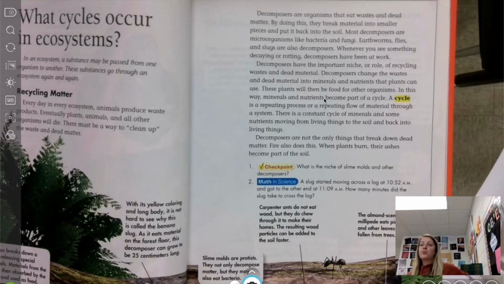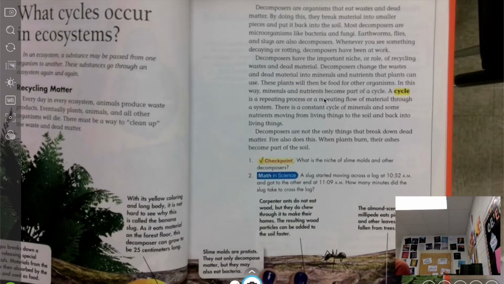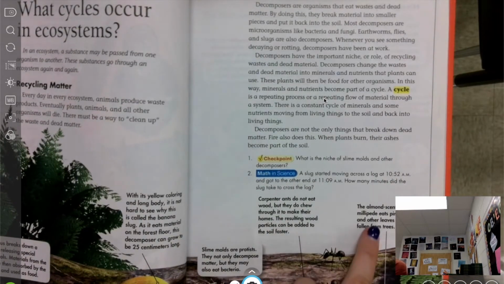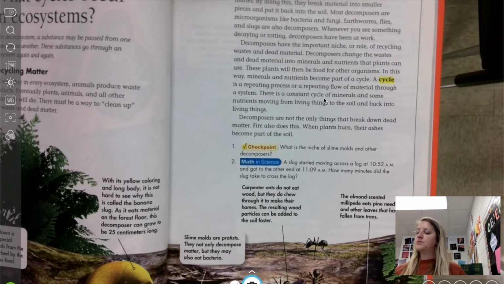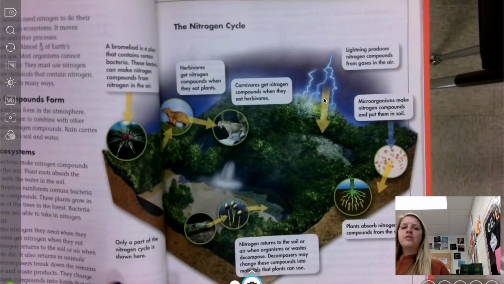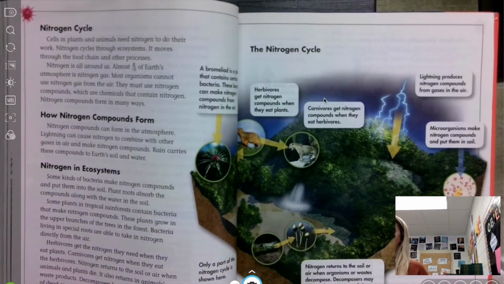So as you look into, maybe you've seen on the news, like California forest fires, those are a really big problem, but sometimes people purposely start fires like on their farms, and that's to help the plants burn, and the ashes actually help the soil grow. So there can be benefits to fires. You can look and read on the bottom about the slime molds, the carpenter ants, and then the almond-scented millipede, and how those little small creatures actually are really beneficial. The first one that we're going to look at today is the nitrogen cycle.